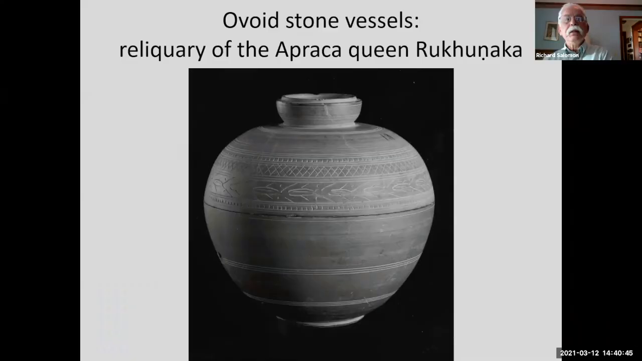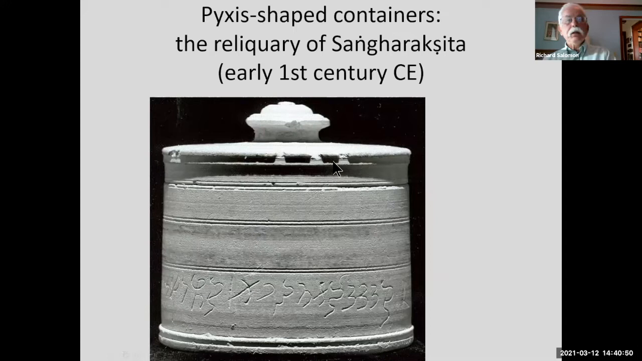Here is another fairly typical type of reliquary, the pyxis-shaped container. If you can think back a little while, one of the images I showed, the image from Barhut with the king or the royal person riding on an elephant, he was holding a reliquary, and it was very similar in form to this pyxis type, and these are quite common. This is a reliquary of an ordinary person. He has no fancy titles, named Sangharakshita, a very typical Buddhist name. Again, the inscription is written around the base, and it's fairly modest.